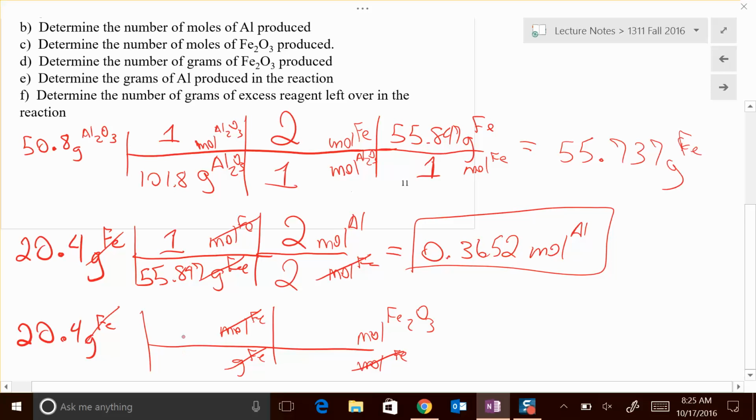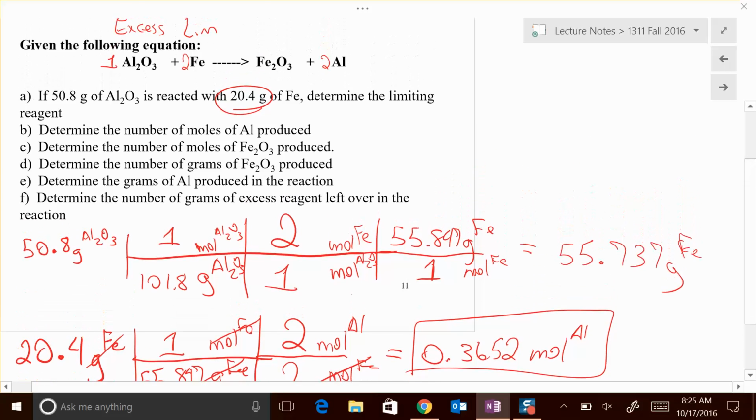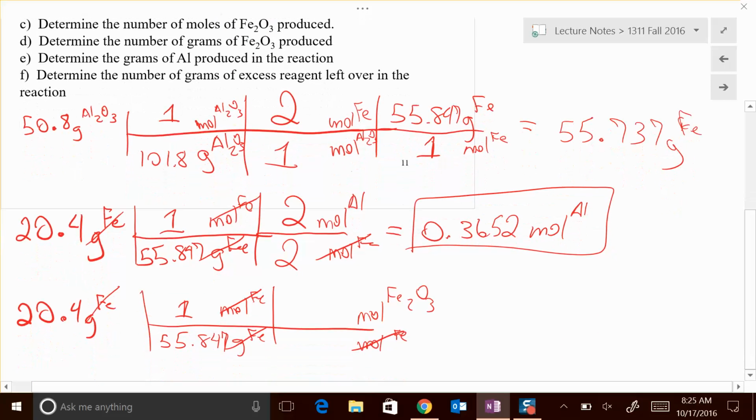Grams of moles, moles are 1. Grams are 55.847. Mole-to-mole relationships I find from my balanced chemical equation. It's a 2 to 1. I have 1 mole on top, 2 on the bottom. So 20.4 divided by 55.847 divided by 2. What does that come out to be?